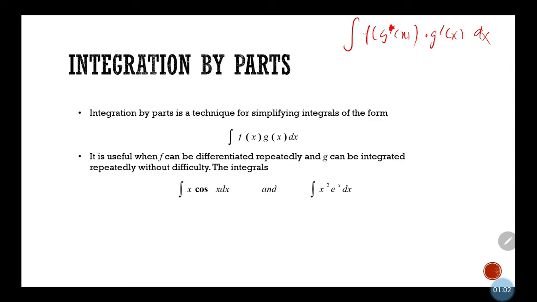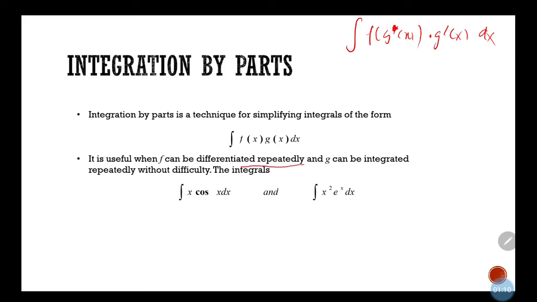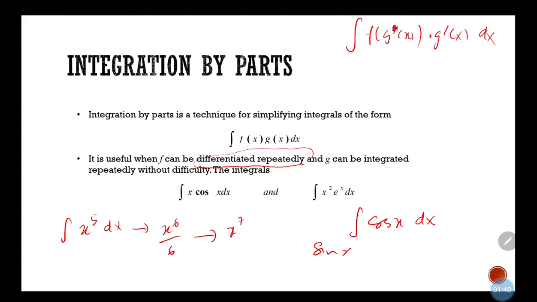So yang ni integration by parts is multiplication of two functions f and g, where one of the functions can be differentiated repeatedly. Maksud repeatedly ni, yang function tu dia tak akan habis. You integrate x power of 5 dx, then the kuasa tu dia akan increase, x power 6 over 6. Later kalau integrate lagi, dia jadi x power 7 over 7 and so on. But for cos x dx, you integrate cos x, you dapat sin x, betul? Then you integrate balik sin x, you dapat balik cos x.